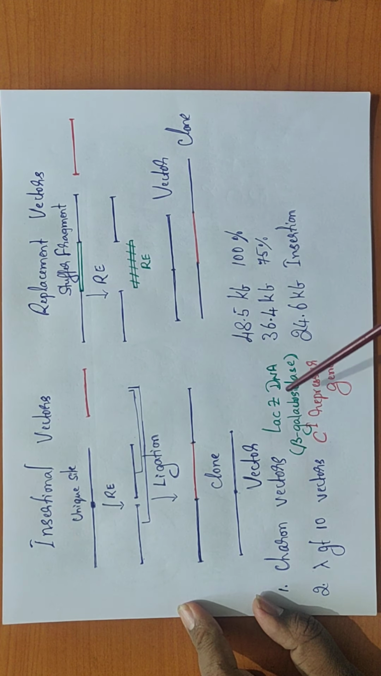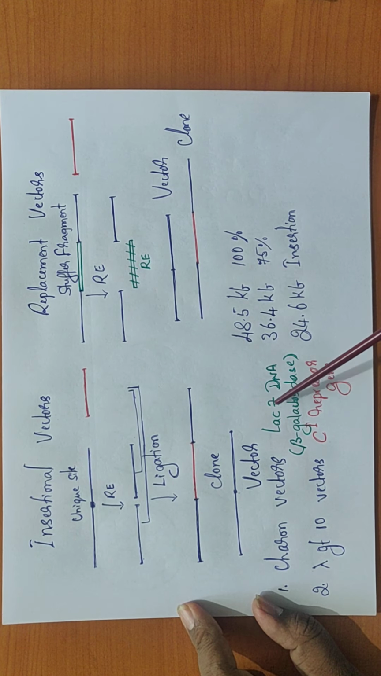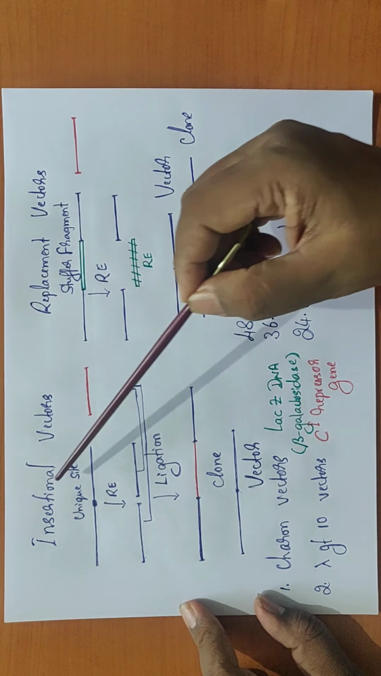Now what happens? In this lacZ DNA, we are going to insert the DNA of our choice. The moment we insert this DNA into the lacZ DNA, the lacZ DNA loses its function. As a result, in the presence of X-gal and IPTG, we don't get any blue colored plaque. So if you do get a blue colored plaque, then that is not a clone. But if you do get a white plaque, that selects the clone. Now that is the insertional vector.